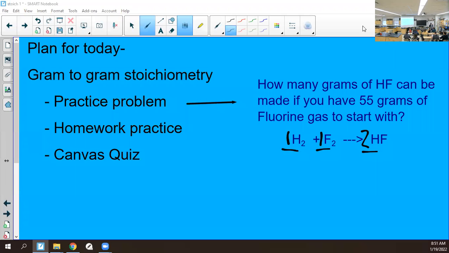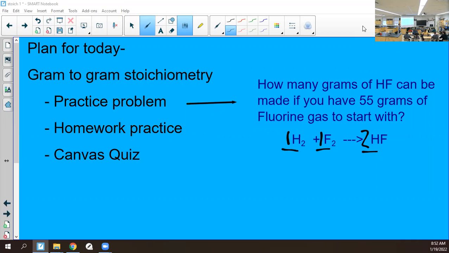All right, so let's try this practice problem right here. I have it balanced. How many grams of HF can be made if you have 55 grams of fluorine gas to start with? There's something in this problem that tons of you do wrong.